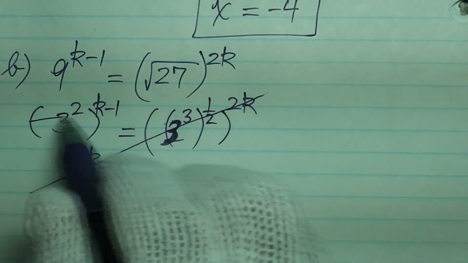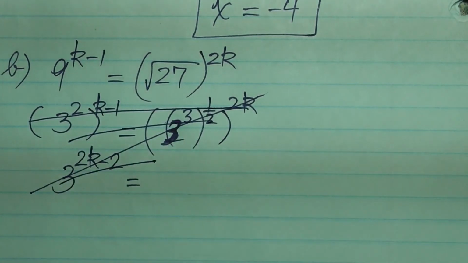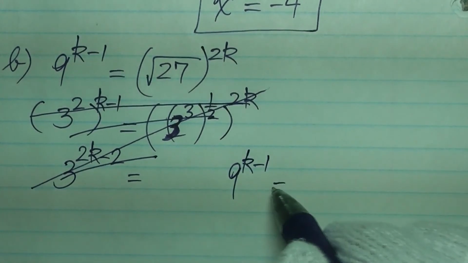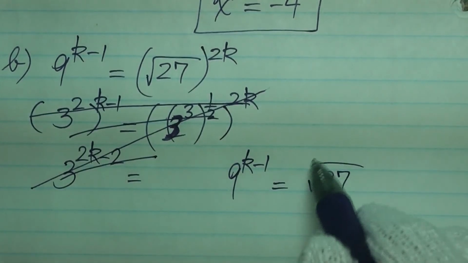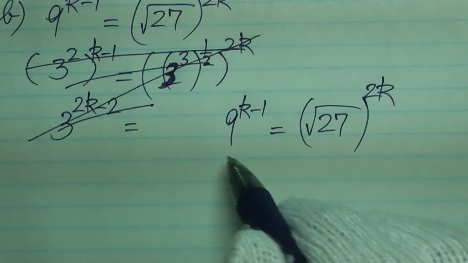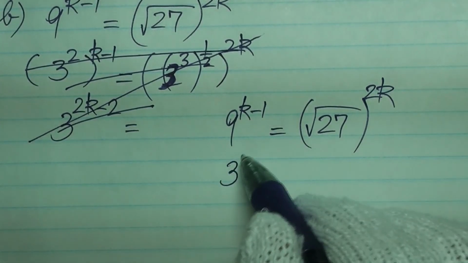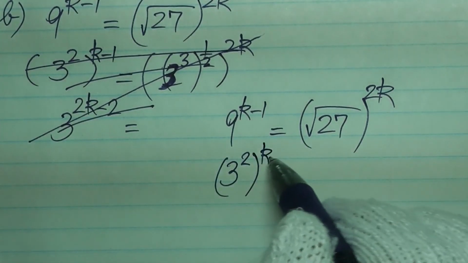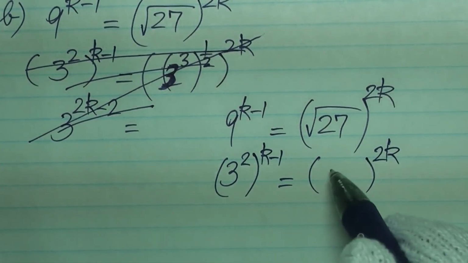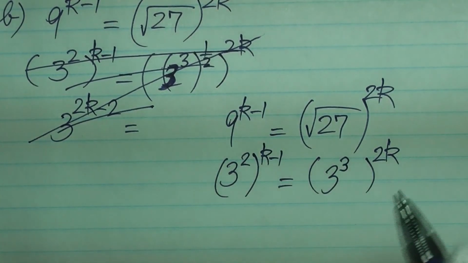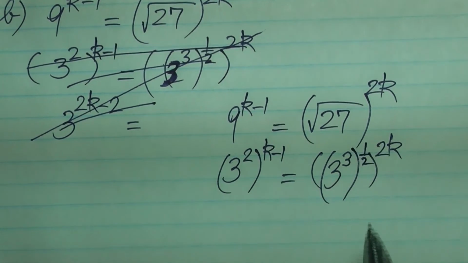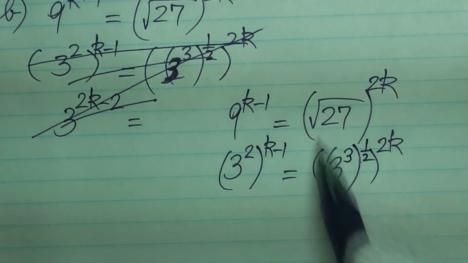Alright, let's try that again. Sorry for that. 9 is the same as 3 squared. 27 is the same as 3 cubed, and the square root is the same as 1/2. So 3 cubed is the 27, this half is the square root.